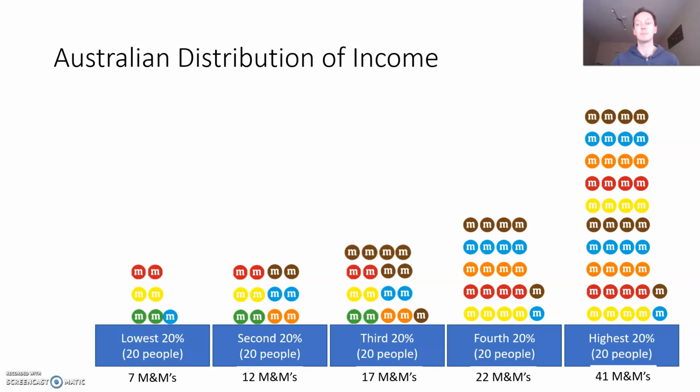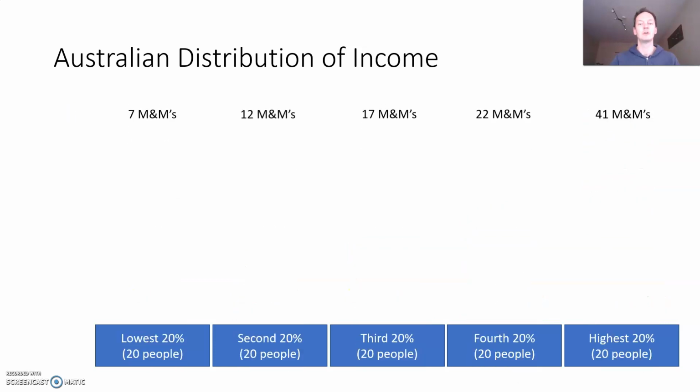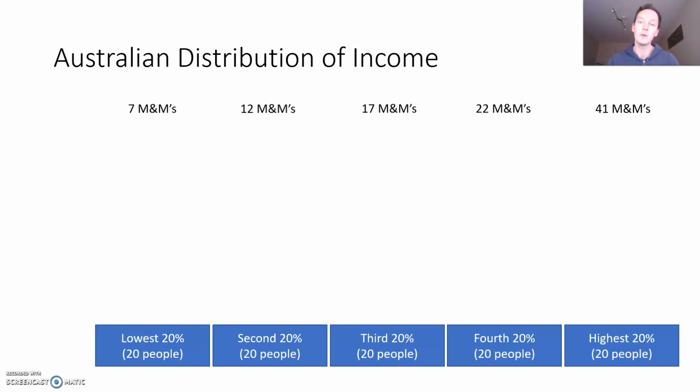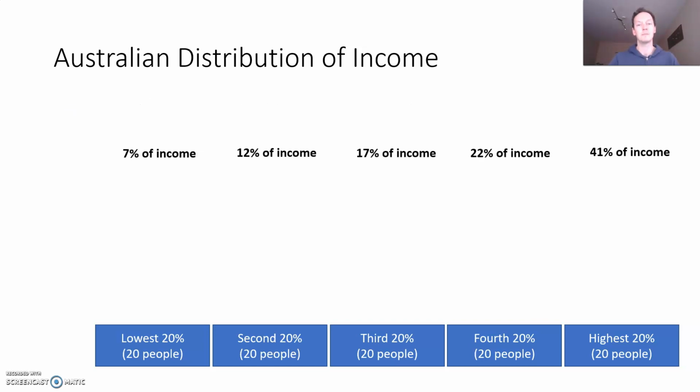All right, so when we had that split out by quintile, which is a grouping of 5, you'll see here each group had, the lowest group had 7 M&Ms, the next 12, the next 17, the next 22, the next 41. So we're not going to talk about M&Ms anymore. We're going to talk about income now. Those numbers just represent the percentage of income that that particular quintile has. So the lowest 20% is 7% of total income, second 20 is 12%, and so on and so forth, with the top 20% of income earners in Australia taking 41% of the total income.